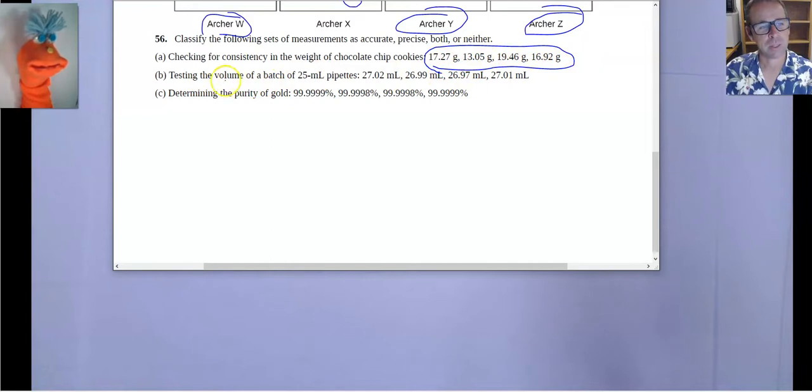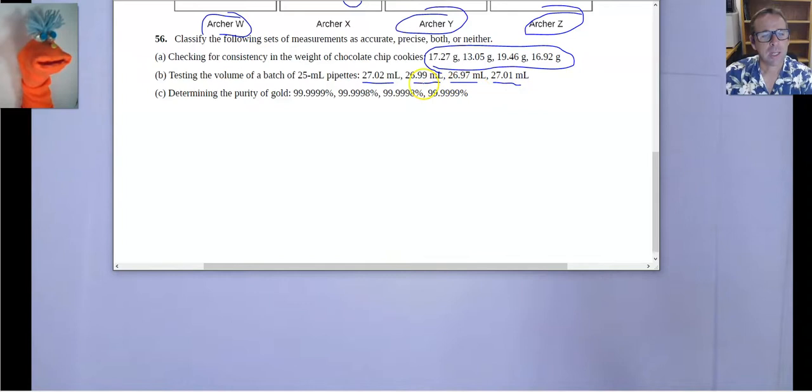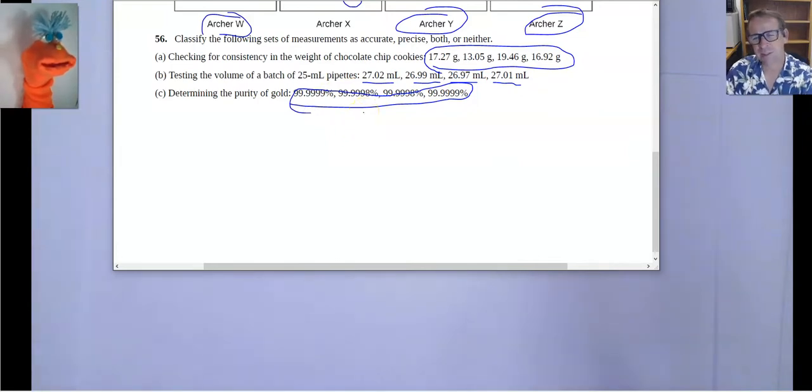How about this one? The volume of a batch of pipettes. All right. Well, that's pretty accurate and precise. Yeah, all of these would be 2.7, 2.7, 2.7, 2.7. So yeah, that's pretty accurate and precise. Some people might want it a little bit more precise on the bottom there, like this. Look at this, determining the purity of gold. Definitely accurate and precise. But it always really depends on the laboratory's concern about how accurate or precise you want to be.